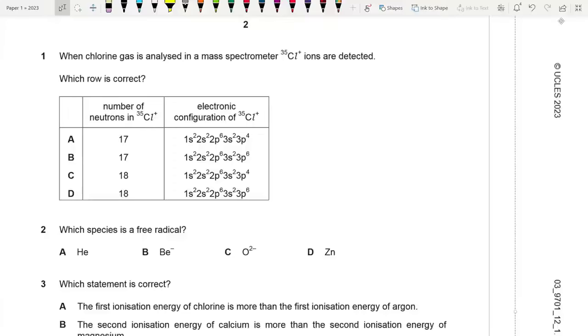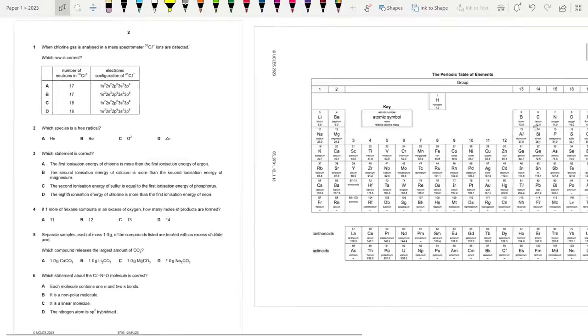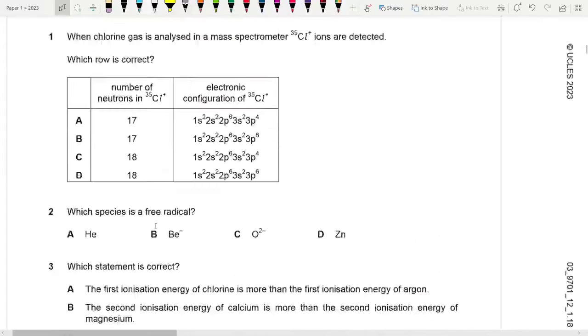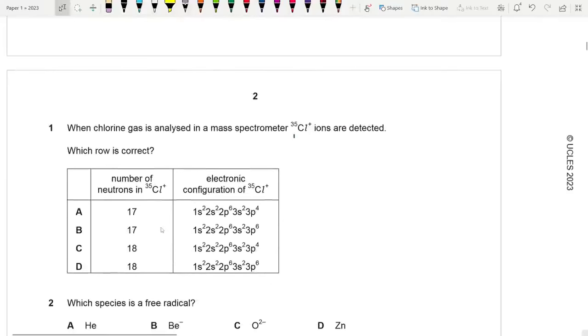When chlorine gas is analyzed in a mass spectrometer, chlorine 35 ions are detected. Which row is correct? Number of neutrons in chlorine 35. So chlorine has a proton number, we know that proton number can't be changed, of 17. So that is the proton number of chlorine. So the number of neutrons should be 35 minus 17, which is 18. So there are 18 neutrons.